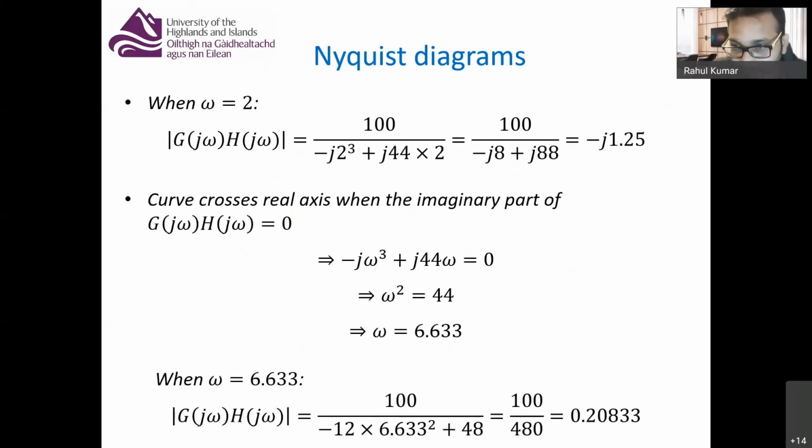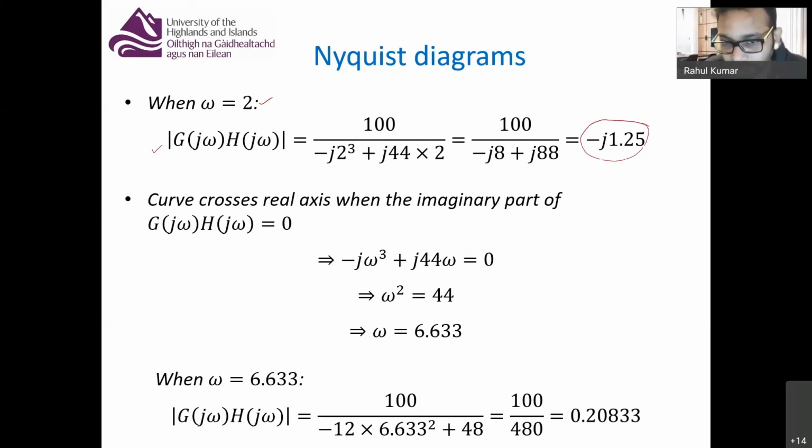We have found the frequency, and now we have to find the magnitude as well. To find the magnitude, we replace the value of omega in the open loop transfer function and calculate the value. So we get the magnitude to be minus j 1.25.